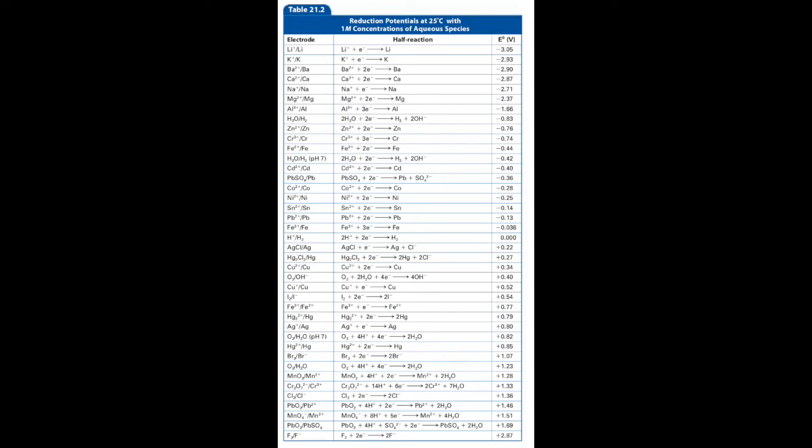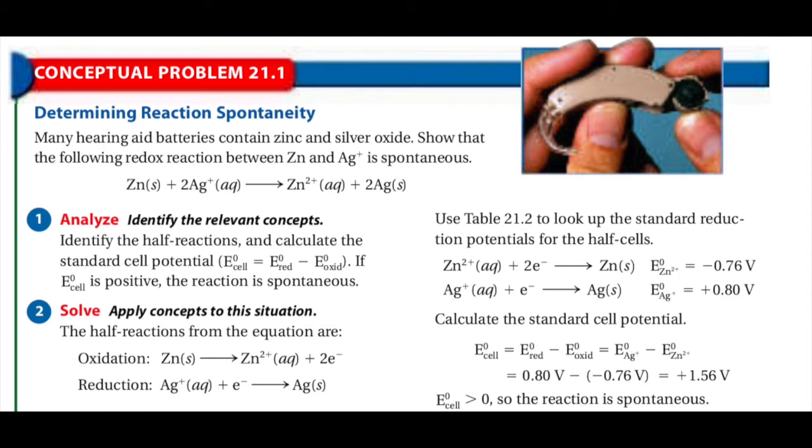And let's do some problems just to show you how actually quite simple it is. So let's look at this ready-made conceptual problem determining reaction spontaneity. It's all worked out for you. Let's simply discuss it. So here's the reaction. Zinc plus silver ion yields zinc ion plus silver metal. So it could be zinc plus some silver salt yields the corresponding zinc salt plus silver metal.